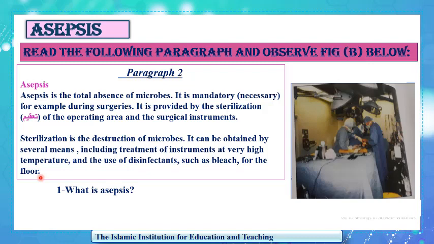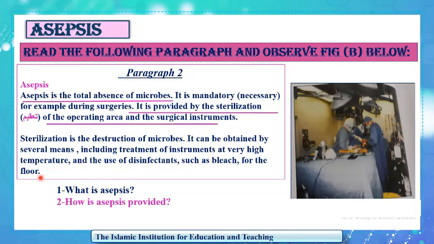What is asepsis? Asepsis is the total absence of microbes. How is asepsis provided? Asepsis is provided by the sterilization of the operating area and the surgical instruments. Define sterilization. Sterilization is the destruction of microbes. List 2 ways of sterilization.